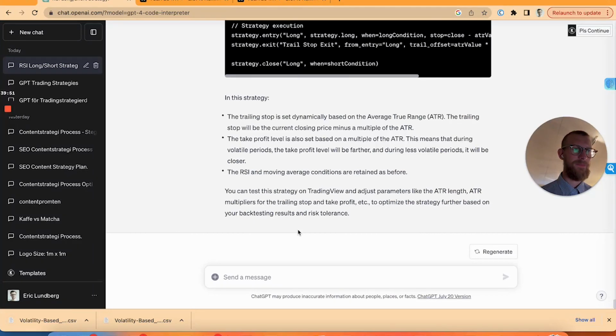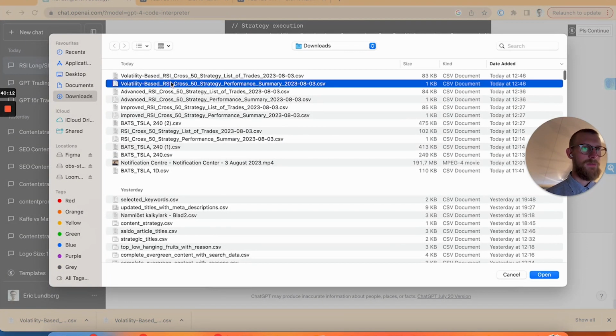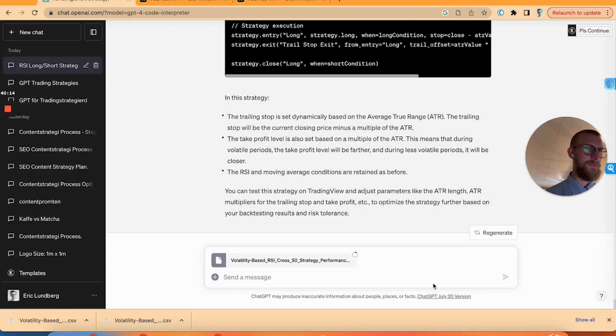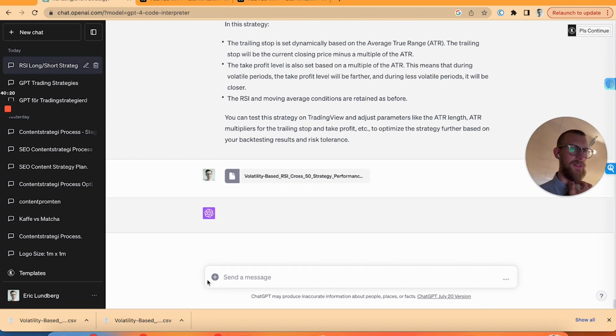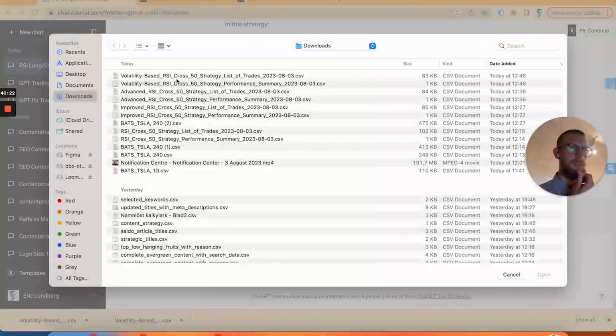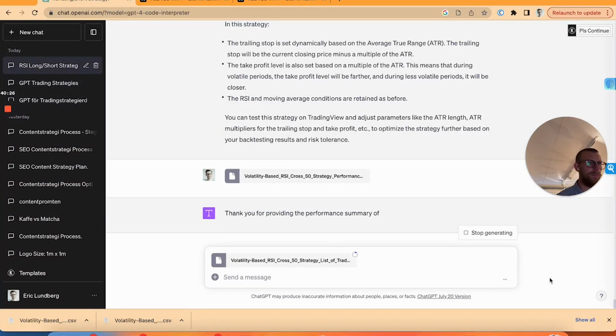Let's send it this one. Let's just send it the results. Performance summary. I wish that I could send more than one CSV at a time. It's irritating that I need to wait. List of trades.